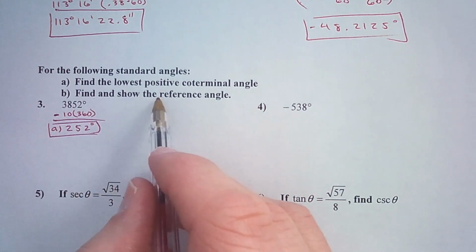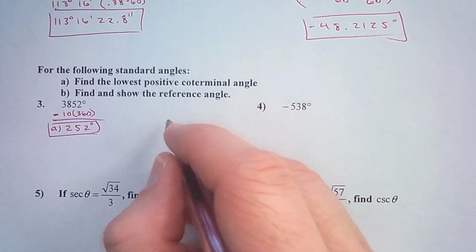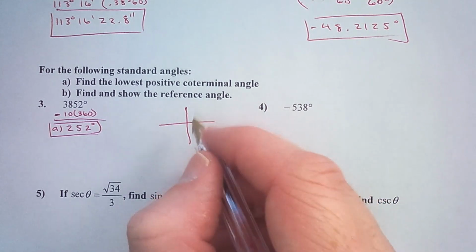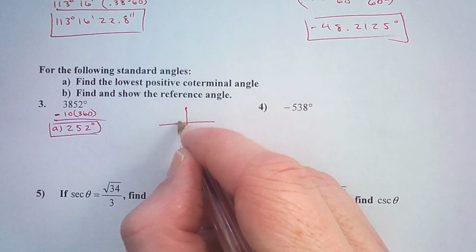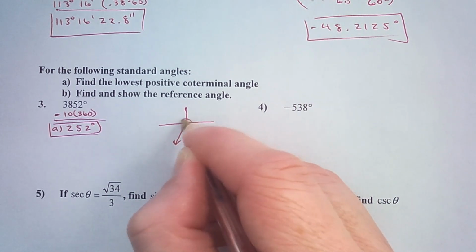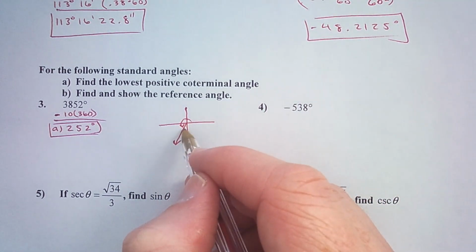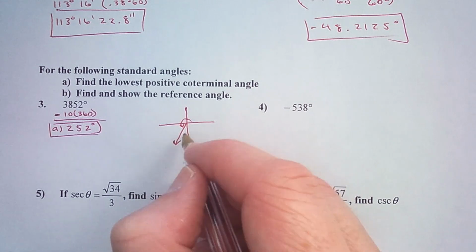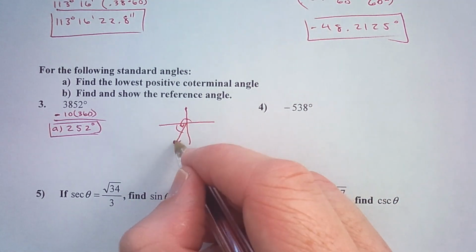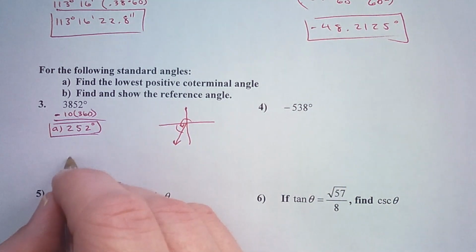B has two parts, find and show the reference angle. Okay, so I'll show it right here on a picture. 252 degrees goes past 90, past 180, not quite to 270, so somewhere in this range there is our angle in standard position. Okay, now I need to find this angle between the terminal side and the nearest x-axis, which happens to be 180 degrees.